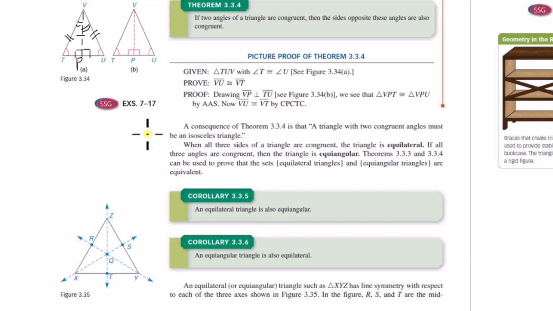But we can use these theorems that we've just proved for isosceles triangles to show that equilateral triangles and equal angular triangles are the same triangle. They have to be. If you have an equilateral triangle, then you must have an equal angular triangle. If you have an equal angular triangle, then you must have an equilateral triangle. That's what these two corollaries state. An equilateral triangle is also equal angular. An equal angular triangle is also equilateral. So if you find that all of the angles of a triangle are 60 degrees, it's equal angular, then it has to be equilateral as well. You can't have one without the other.